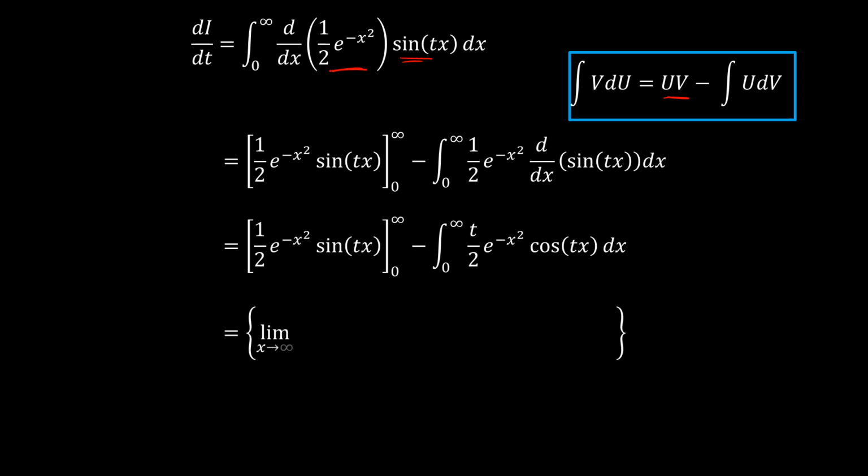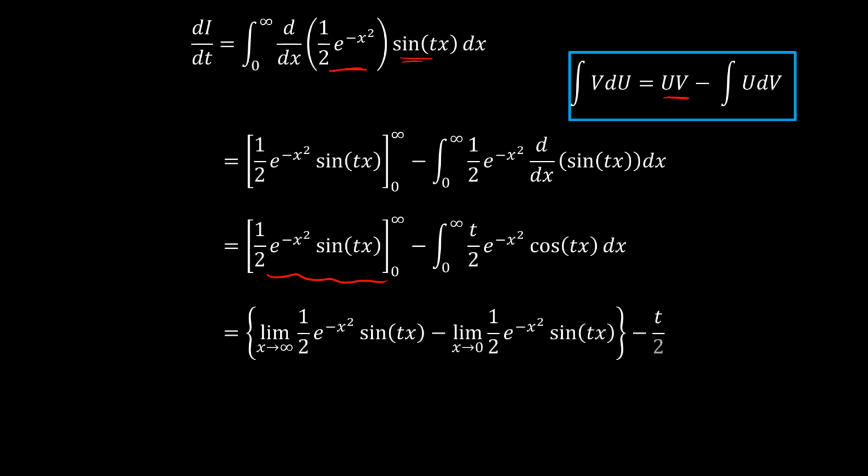So we get what we have here, but then if we try to evaluate this, we have the limit as x tends to infinity of a half e to the power negative x squared sine tx, minus the limit as x tends to 0 of half e to the power negative x squared sine tx. Now we know t lies between 1 over root 3 and root 3, so it is a real number, and it's a small positive real number.